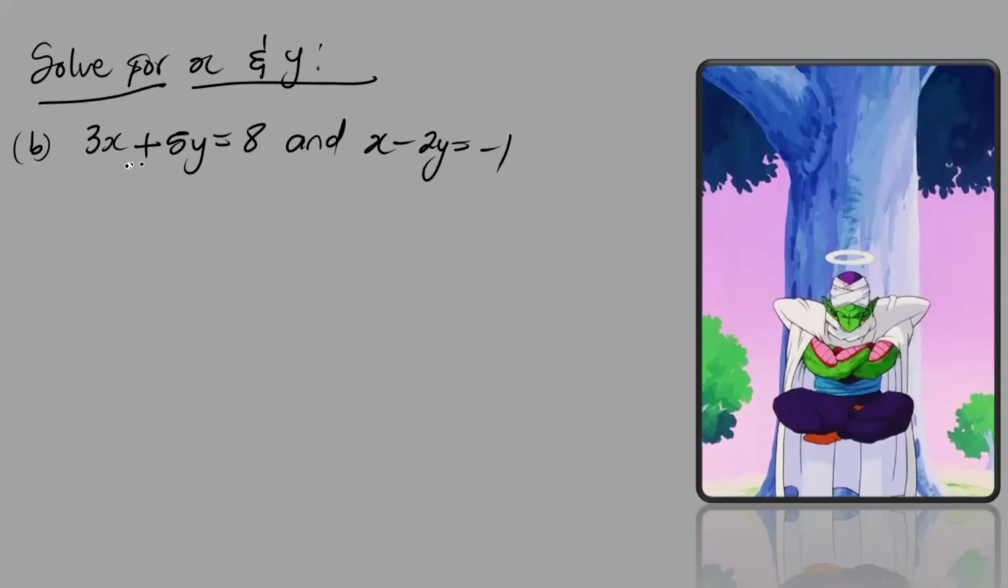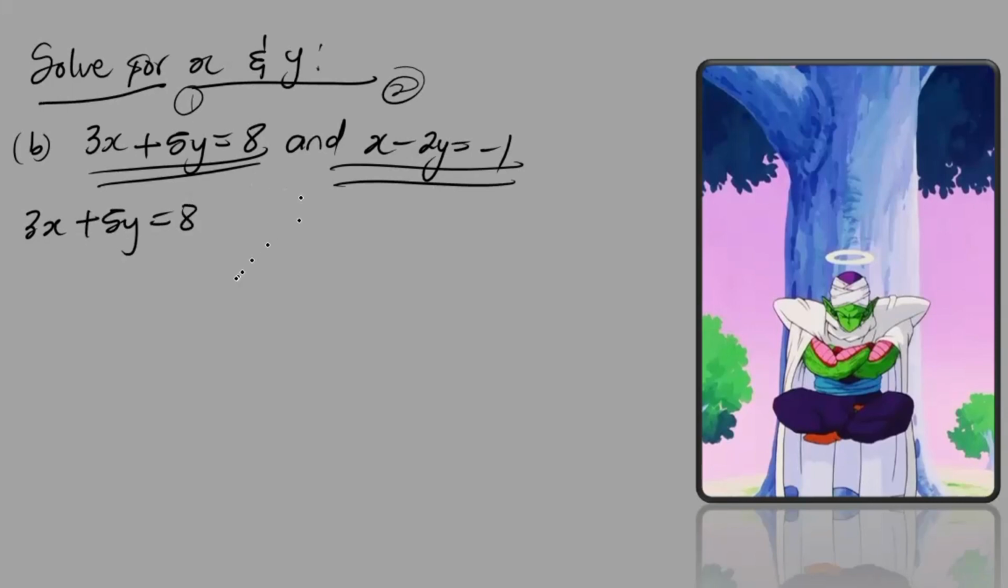Here, the first thing I want you to see is that we have 2 equations. We have this equation and we have this equation. The biggest job for you here is to identify your equations. So we have 3x plus 5y equals 8. That is the first equation. We put dots there and identify that as equation 1. It's important to put those dashed lines and identify that as equation 1.